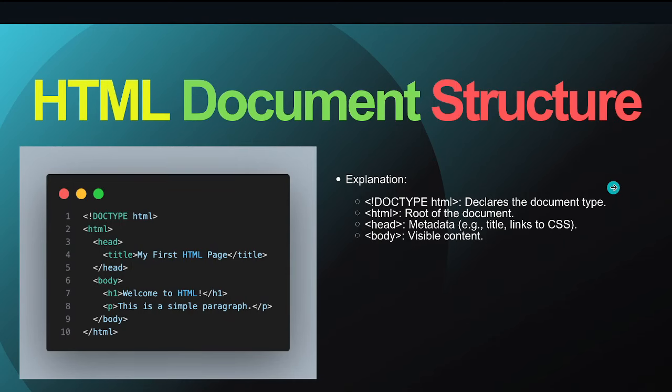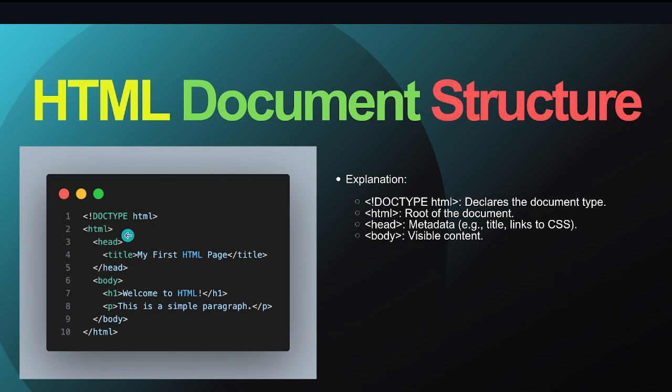So the basic HTML document structure looks like this. I have created a code snippet here, and I will explain what actually happens in this code. If we have to write any document or web page, we have to declare the document type as HTML. So here we are declaring that this document is of HTML type.